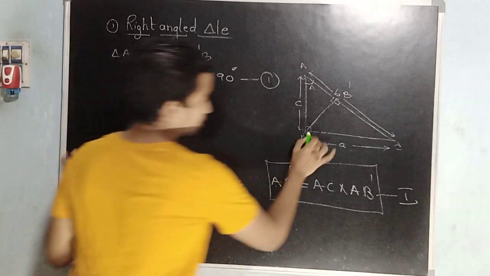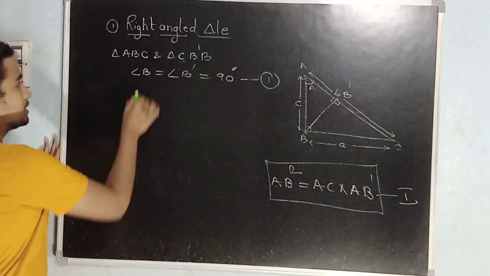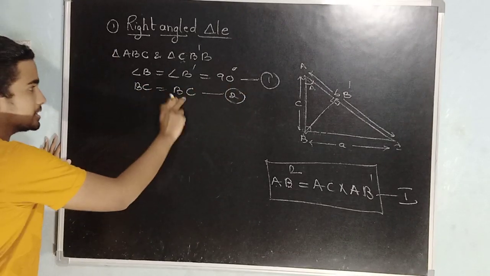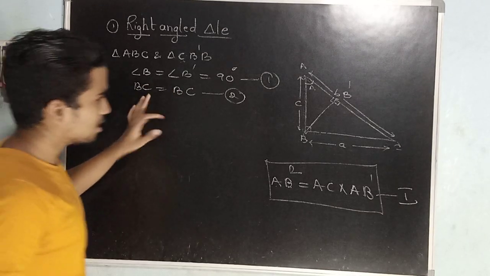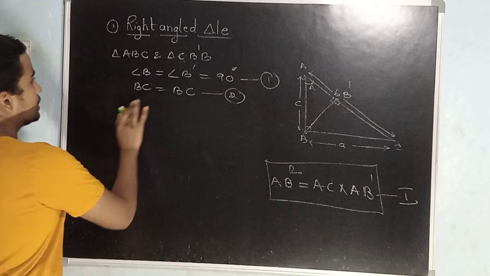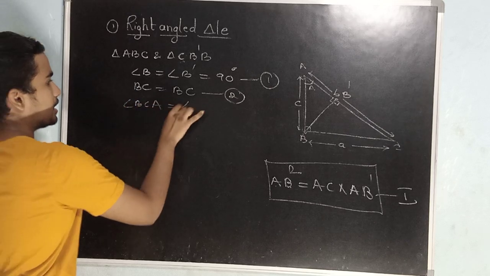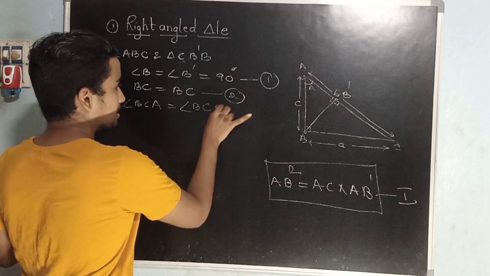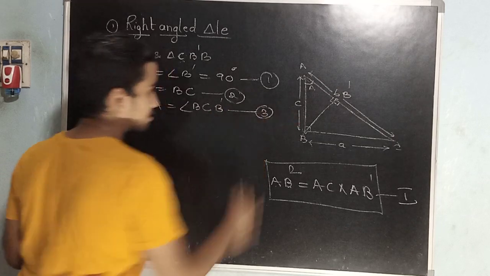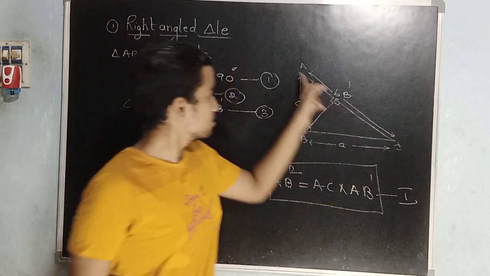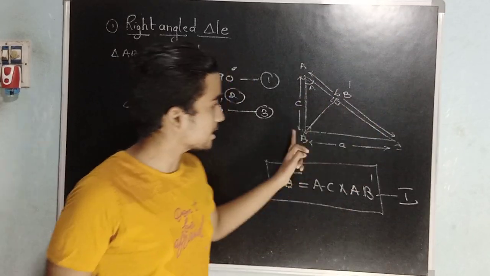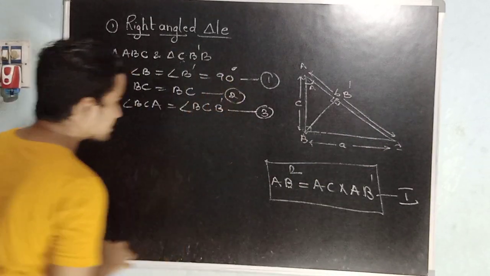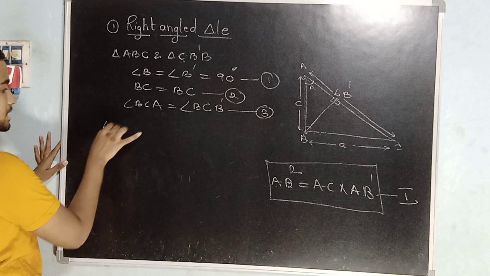Now here BC is the common side. BC is equal to BC. This is for the first triangle. This is for the second triangle. Now angle BCA is equal to angle B dash CB. This is our third condition, because this angle is common to this triangle as well as this triangle. Based on these three conditions, we can say the triangles are similar.